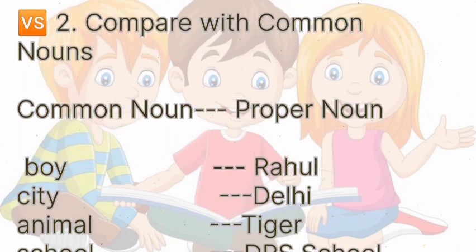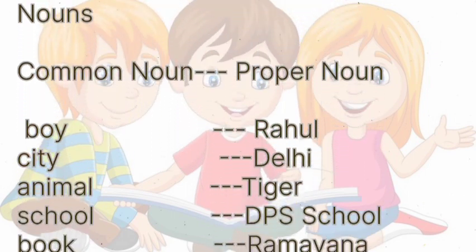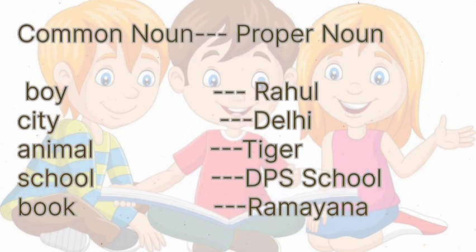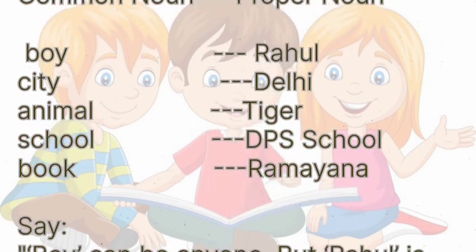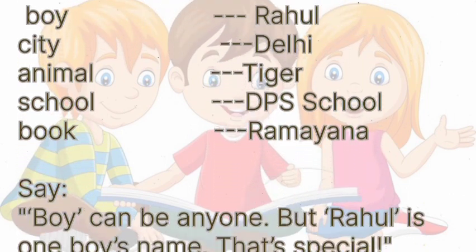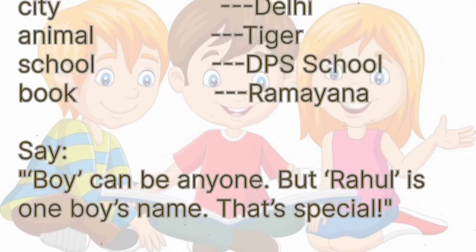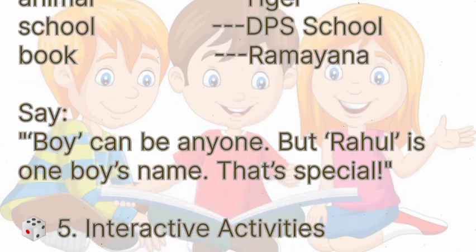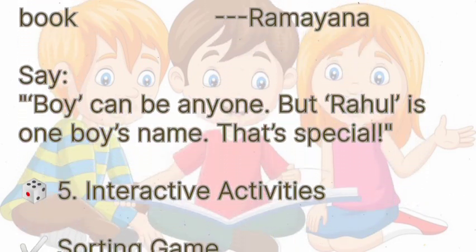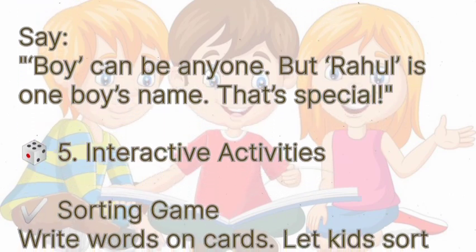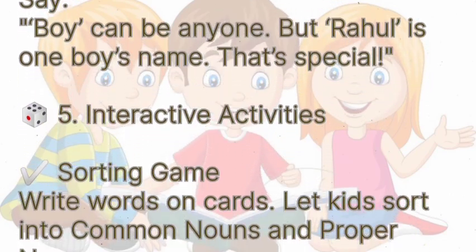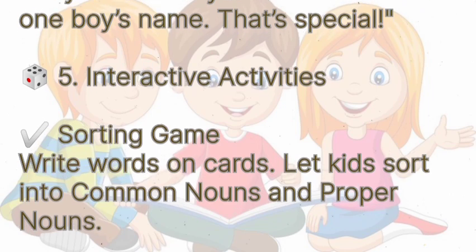Give the child common nouns and proper nouns. Boy, Rahul; city, Delhi; animal, tiger; school, DPS School; book, Ramayana. Say boy can be anyone, but Rahul is one boy's name. That's special.